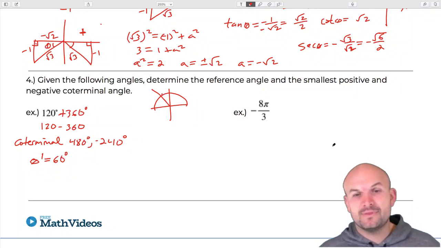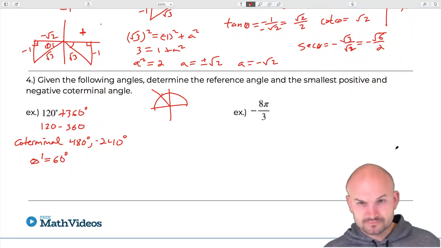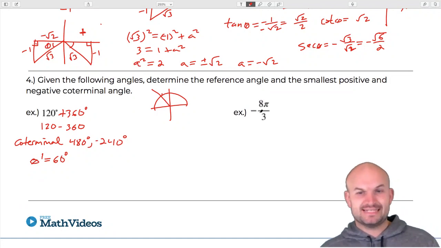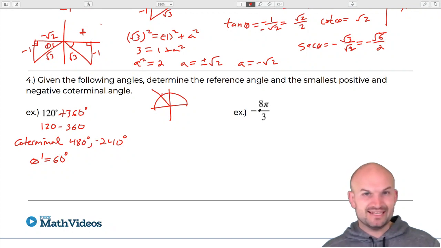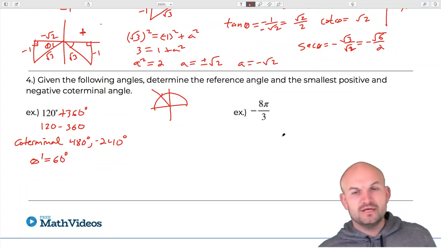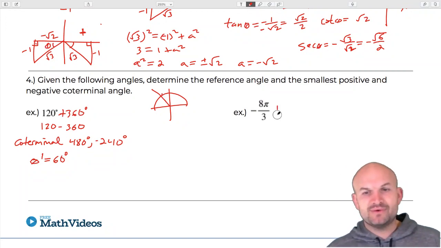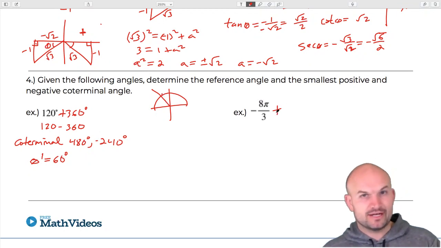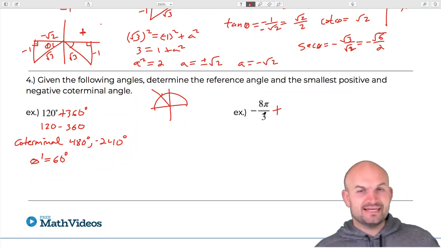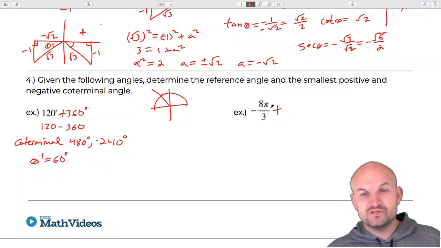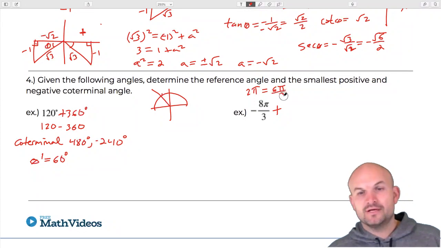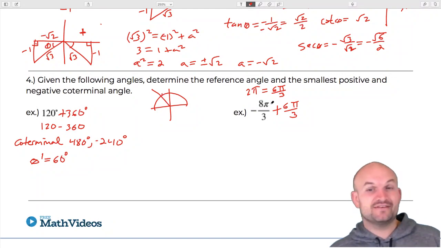Now, this next example brings up an interesting case, because if I keep on subtracting 2 pi, I'm just going to keep on getting a bigger and bigger negative angle. So rather than adding and subtracting like a revolution like I did over here, I'm going to add, because again, I want one positive angle, one negative angle. In this case, 2 pi is equal to 6 pi over 3. So if I add 6 pi over 3, I'm going to get here a negative 2 pi over 3.